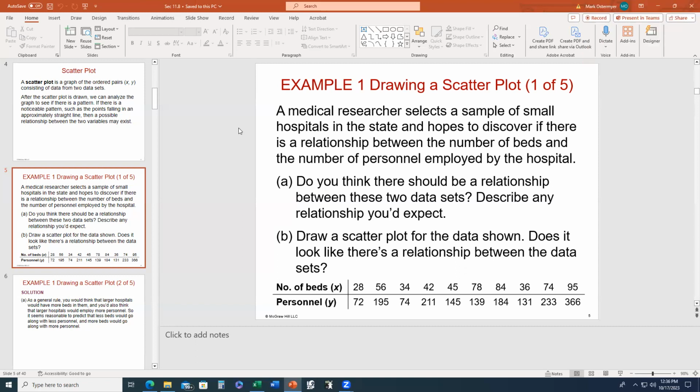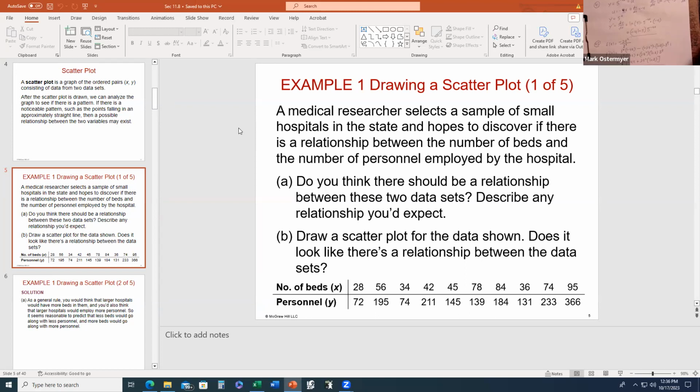It kind of seems like there might be. The larger the hospital, the more employees it has, and they'd probably be able to accommodate more patients. So it seems like there would be a relationship, and it might be a direct relationship in a sense. Well, we can investigate that when we collect data.